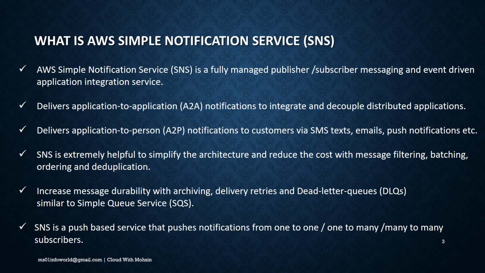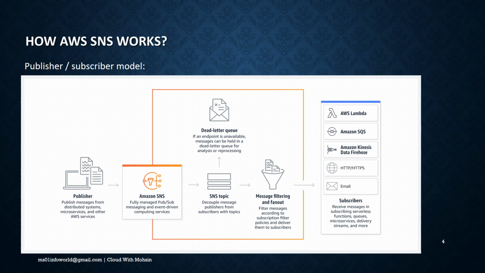So we will see in detail in the upcoming slides. We can have one topic and there could be many subscribers who will be receiving those. Then we can have many to many, so many topics can be created and those can be subscribed by many subscribers. So this is some of the things about SNS. Now let's see how SNS works.